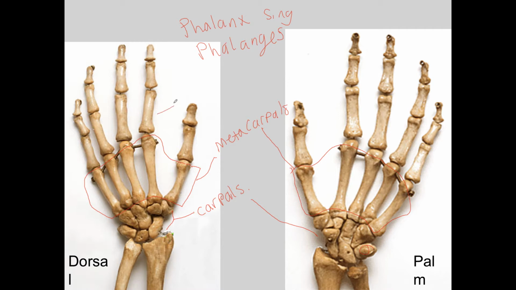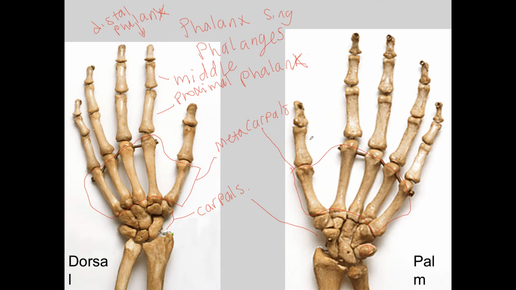So this is the proximal phalanx. Oops, that should be an X. And this one is the middle phalanx, and then the tip is the distal phalanx. My pen won't let me write an X. There we go. So every finger has a proximal, middle, and distal phalanx.